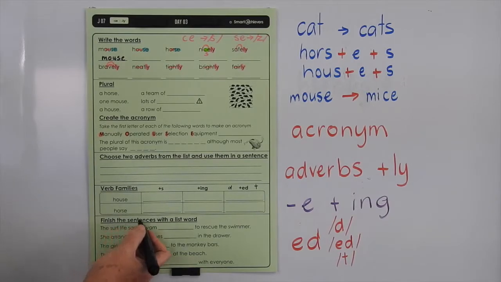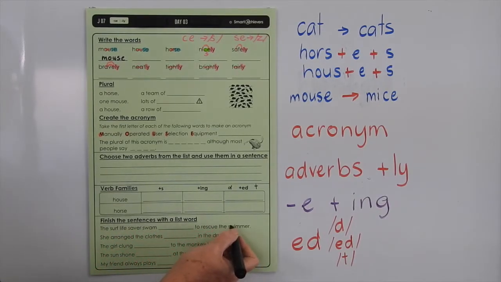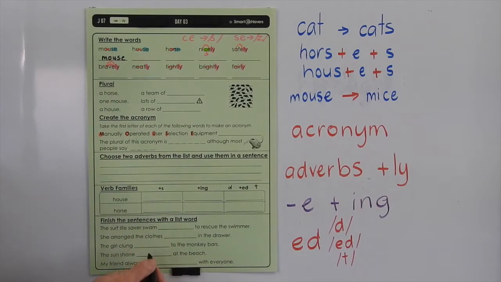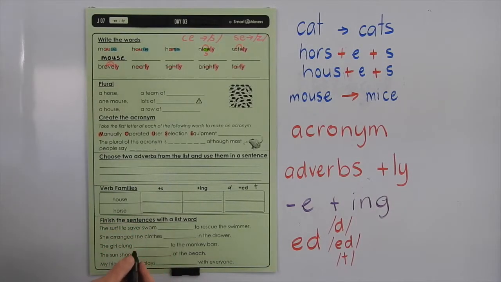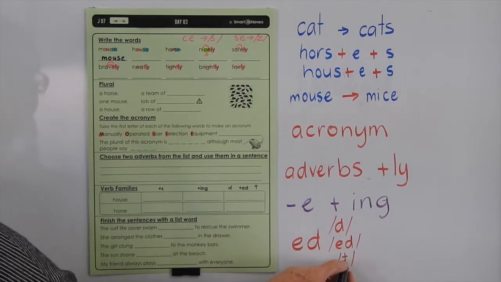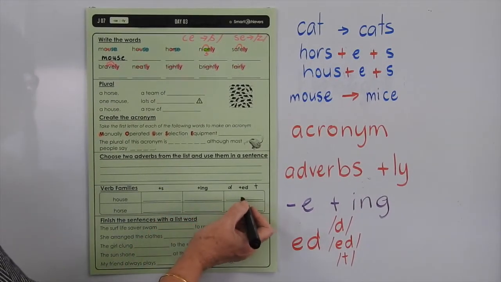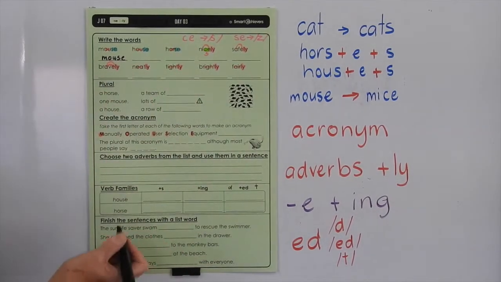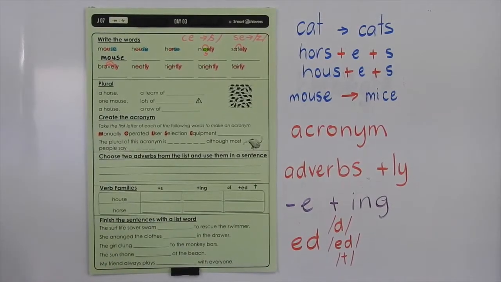Now you're going to finish these sentences with a list word. The surf lifesaver swam something to rescue the swimmer. So you're adding whatever word fits in there. And sometimes it might have an extension too. So just be aware of that ed making that t sound, or in housed, it's actually making the d sound. There's quite a lot in this list for you, so I'll let you get started.